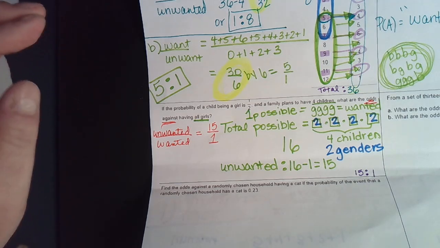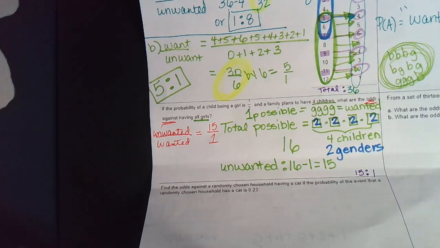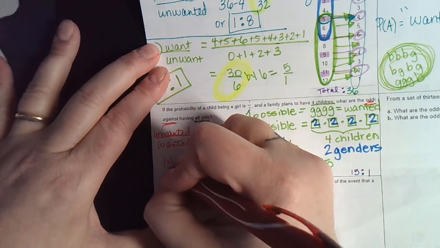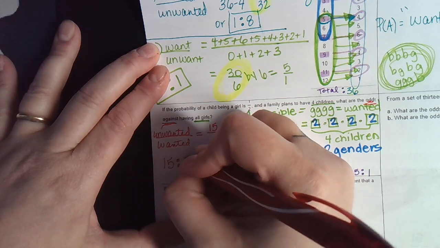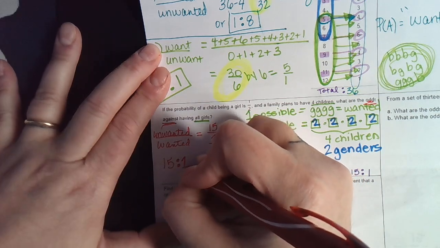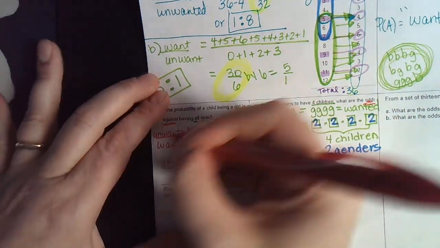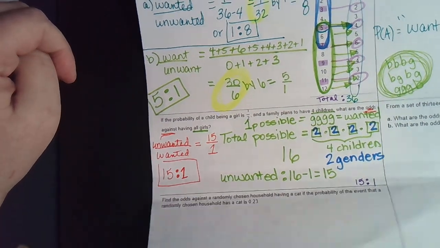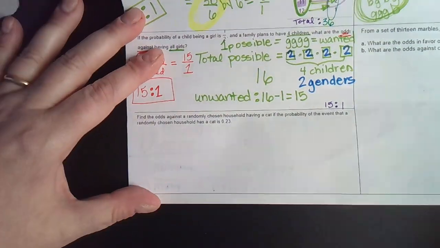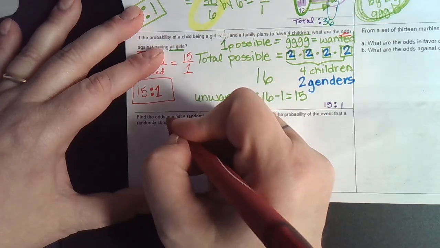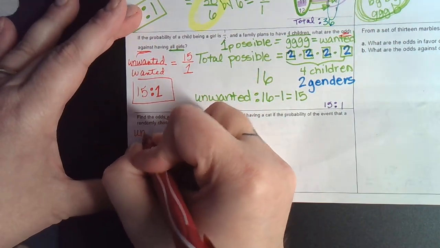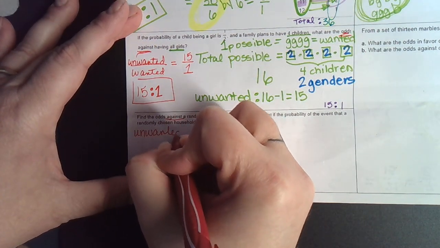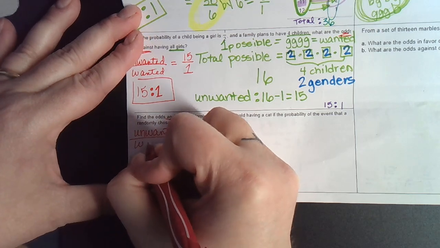Okay, so the question is, what are the odds against having girls? 15 to 1. That means out of 16 possibilities, you have 1 chance of having all 4 girls in a row. Okay, let's keep looking underneath. It says find the odds against. That's the same formula we just used. Unwanted over the wanted.